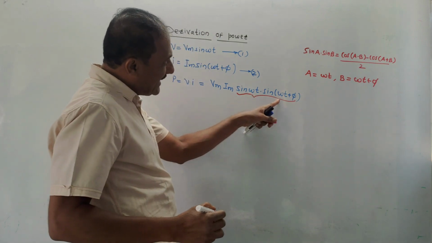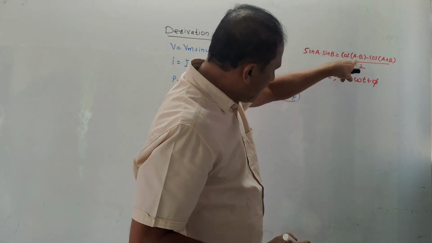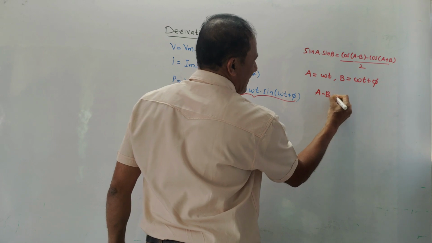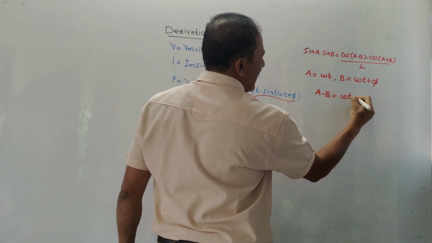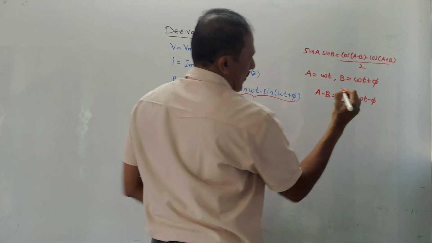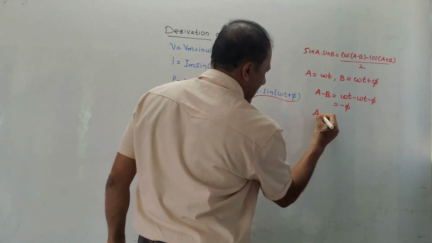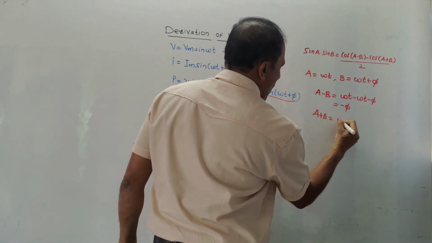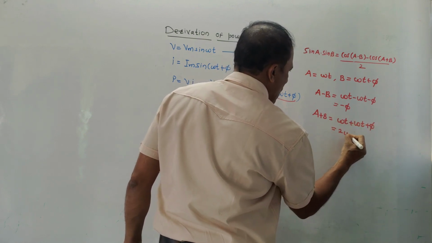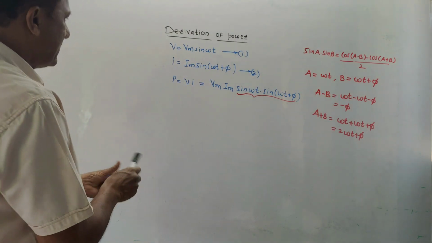It is sin A sin B. So B is omega t plus phi. Now its answer, it is cos(A minus B) minus cos(A plus B). So for simplicity, I will write A minus B over here. So it is omega t minus (omega t plus phi), which is minus phi. Omega t gets cancelled. So it is A minus B. Similarly, A plus B can be written as omega t plus omega t plus phi, which is 2 omega t plus phi. Let us make use of these values to solve this equation.